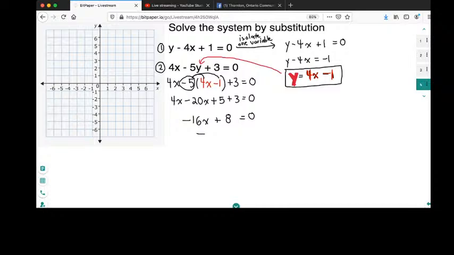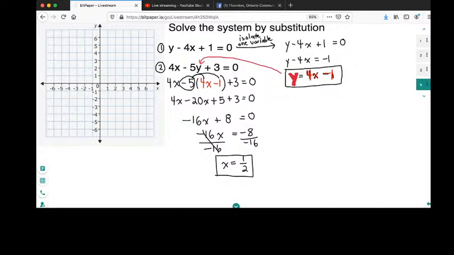So let's start out by moving 8 over, sorry, not 18. So 0 minus 8 is negative 8. And then I need to isolate this by dividing off negative 16. And what we get here is x equals a half. Okay, so that means I've solved the first part of my question, right?